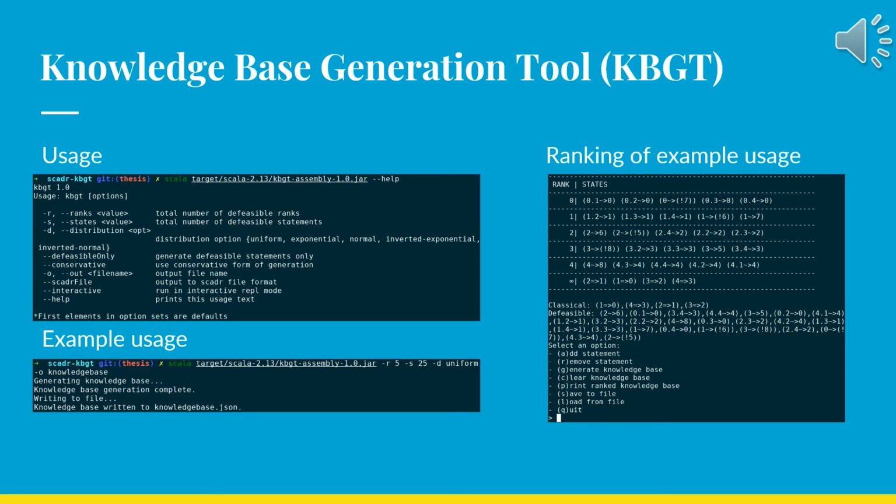Here is a small example of the usage of KBGT. We see on the left the help text that outlines how one utilizes the program, underneath of which is an example of how to generate a knowledge base containing 5 defeasible ranks, 25 defeasible statements, and a uniform distribution of the defeasible ranks, ultimately being outputted to a JSON file named knowledge base. On the right, we can see the knowledge base generated adheres to the parameters we set, as well as the options available for interactive generation.